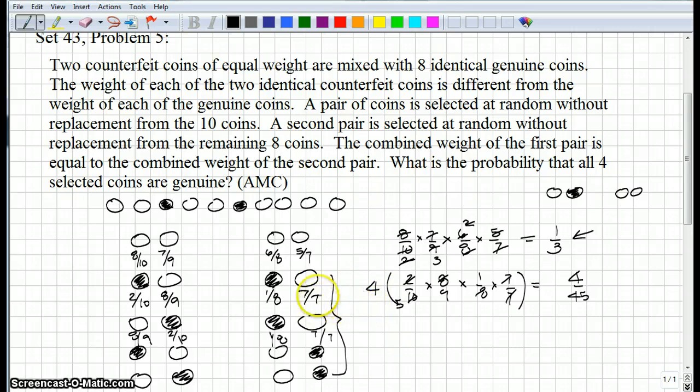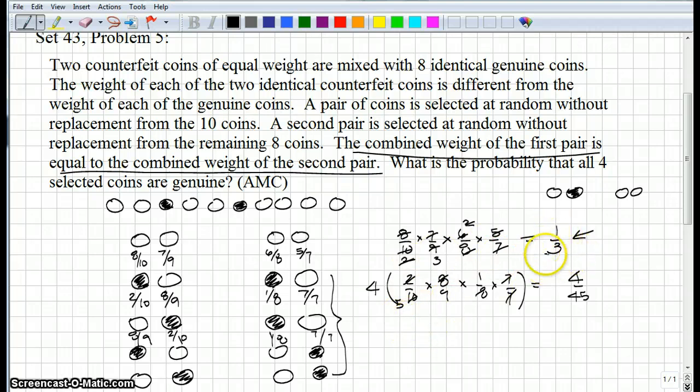the probability of when those coins weigh the same, so the combined weight of the first pair is equal to the combined weight of the second pair. Okay, so that's what we're looking at. We're only looking at the probability of when this is true. Okay, and so what we can do is actually take the ratio of those probabilities.